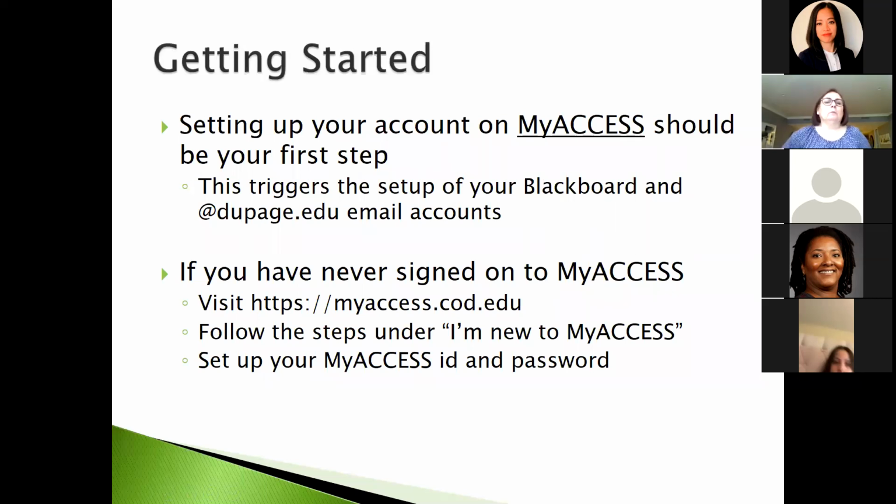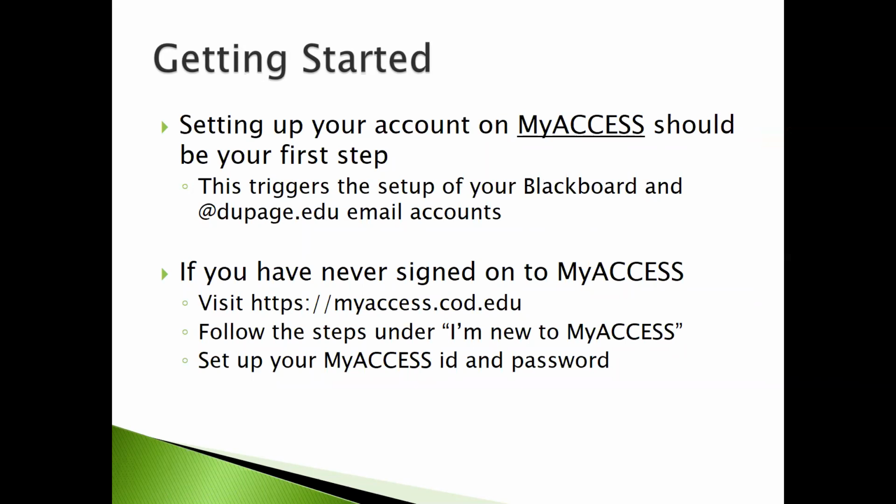I want to remind everybody, let's start with how do you get into Blackboard, right? Or how do you start with that process? First, you'll start your account on My Access, which you will be doing anyway when you register. So you register for the class, unless you already have an account with COD, by creating an account through My Access, after which, having a My Access account, this triggers the setup of your Blackboard access, including your home page, including your college email account.